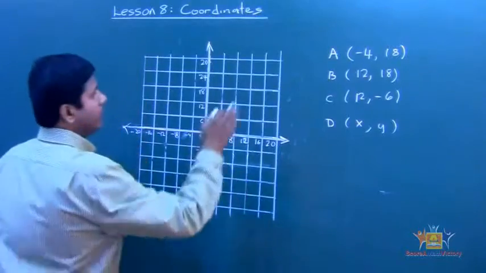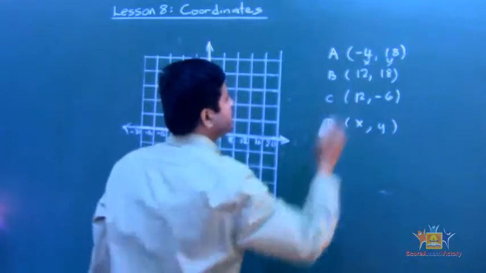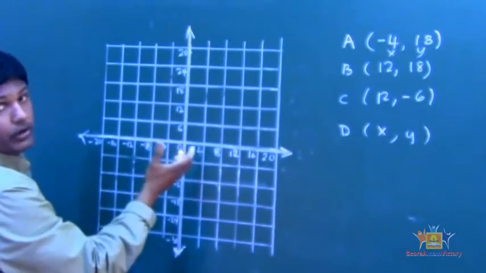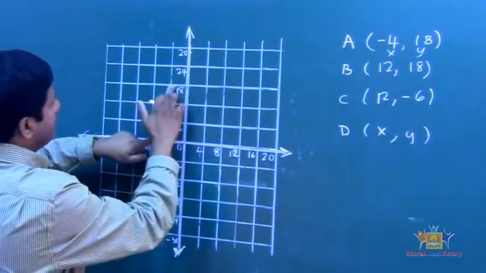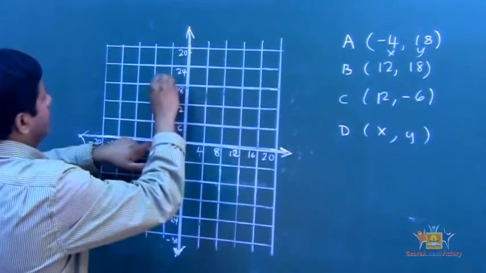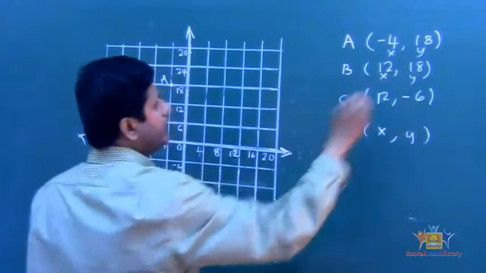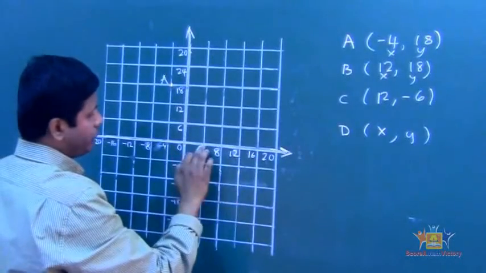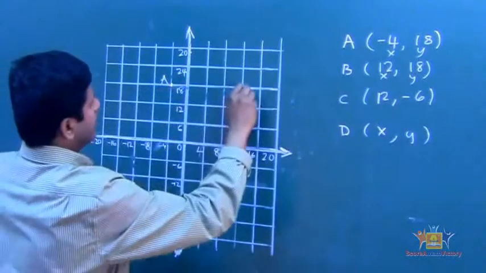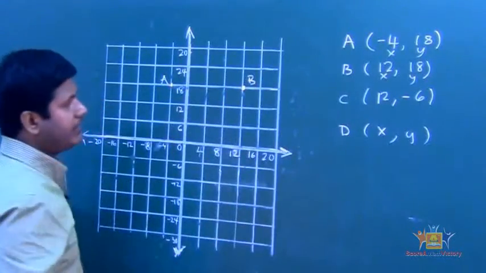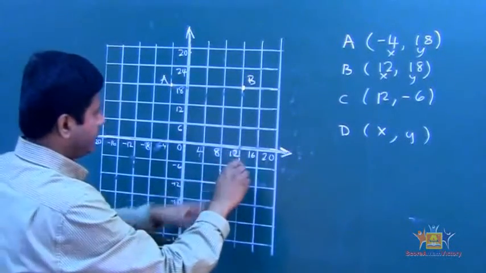Alright, let's put them. Okay, A is -4, 18, which means x, y. We're going to start with x, which is -4. That means you're going to the left. -4 right there, and 18 is right there. So that's point A. Now point B is 12, 18. Again, x, y. So 12 is going on the right hand side: 4, 8, 12. And then 18 is up. So that means right there. That's your B. And C is 12, -6. 12, -6 is right there.